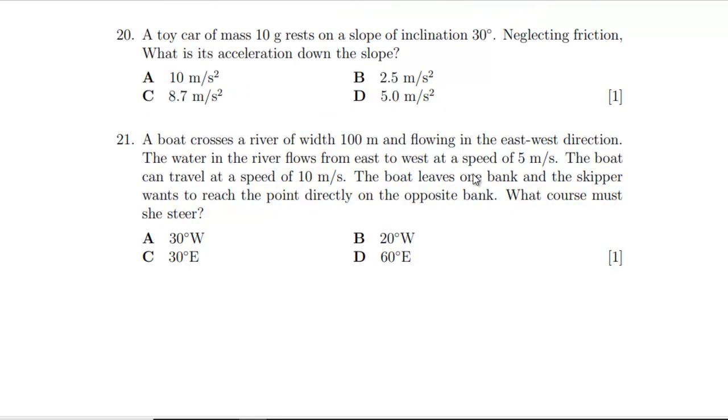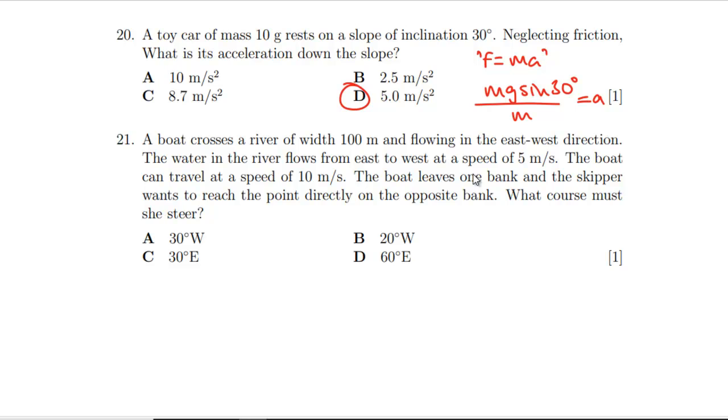A toy car of mass 10 grams rests on a slope of inclination 30 degrees, neglecting friction. What's the acceleration down the slope? Right, so we're doing an F equals ma. So we've got mg sine 30 degrees. That's our force down the slope. Divide that by the m and that's going to then give us the acceleration. So it's g times sine 30, which is 5 meters per second squared.